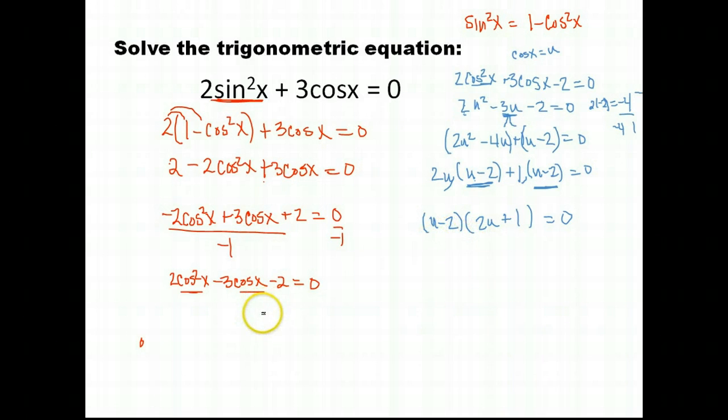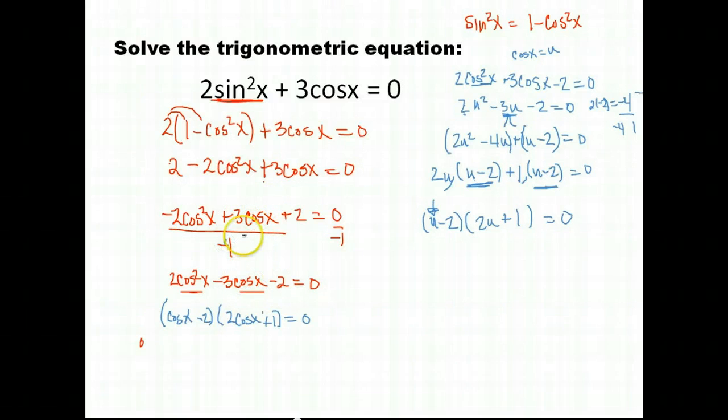Now I'm going to go back over here and put back my cosine. So remember, u was actually cosine of x. So my factors here are cosine x minus 2 and 2 cosine x plus 1. So if you were able to do that, I can usually do it without using the substitution. But if it makes it confusing having the cosine there, pull it over to the side and factor it using just a single variable, and then come and substitute back in.